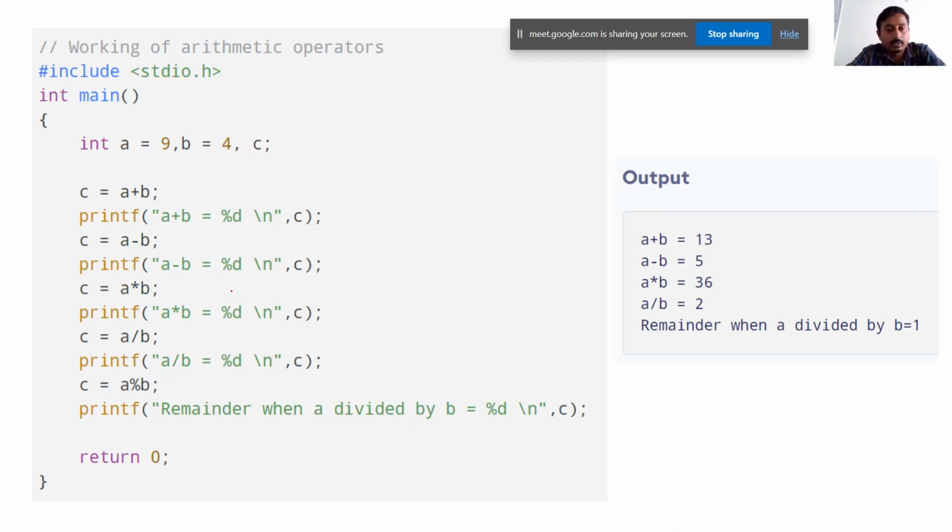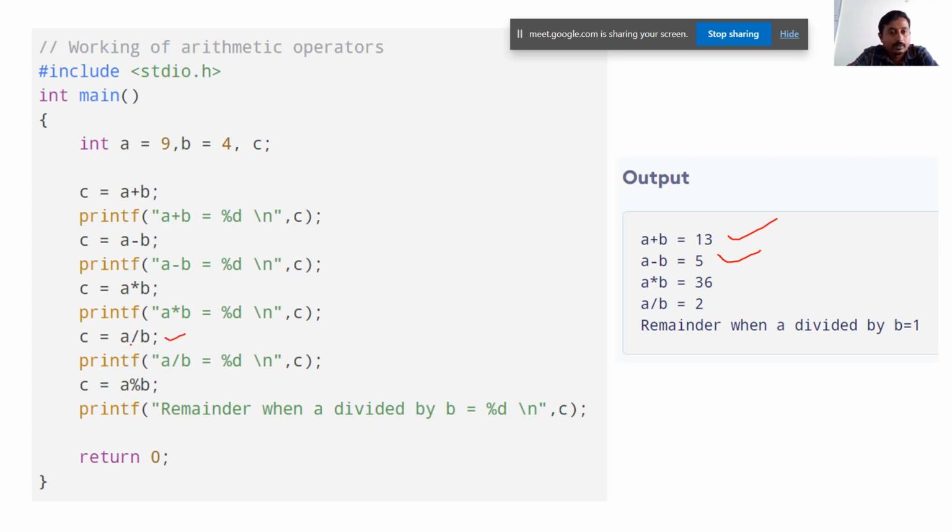Here is one example. It is very straightforward. So a plus b, the value of a is 9, the value of b is 4, so 9 plus 4, that is 13. So here 13 is printed. A minus b, that is 5. Everything is straightforward, but here we have something to discuss.